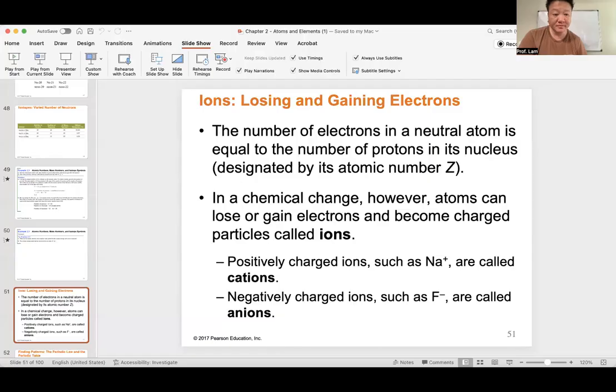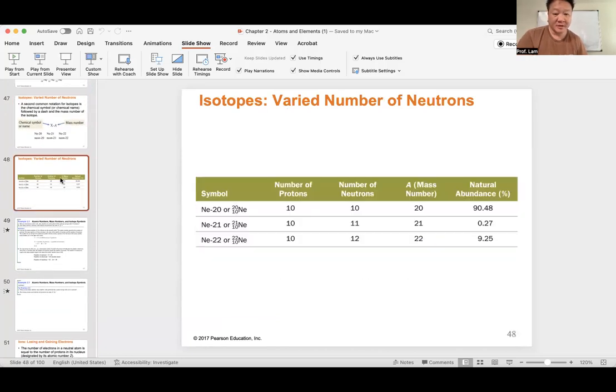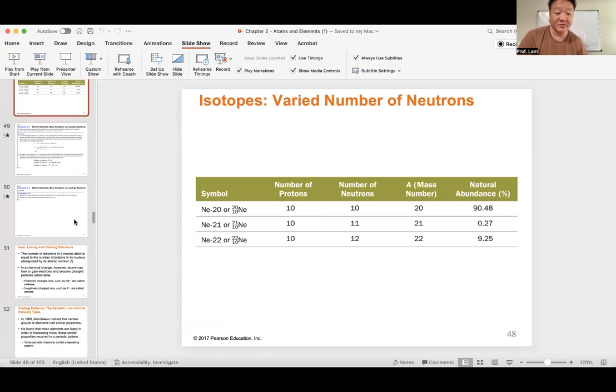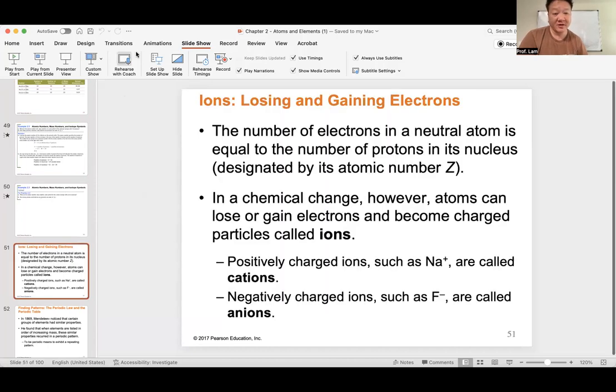So if you guys remember last time, we got up to isotopes, right? Which are the same number of protons but different number of neutrons, right? And then we did some example problems to determine A and Z from the AZX notation. So let's move on.